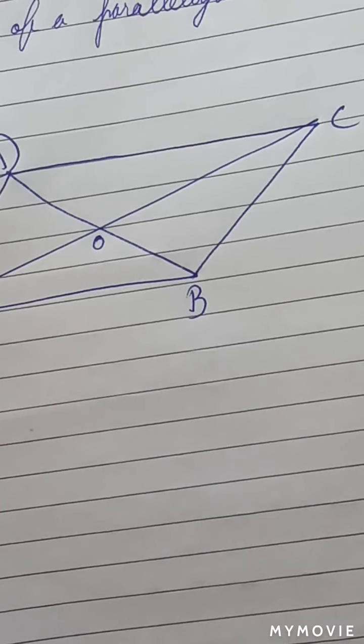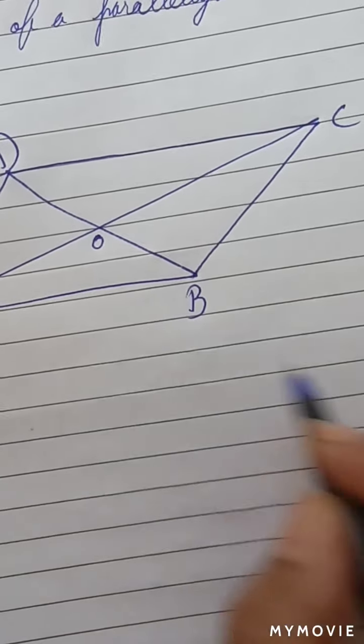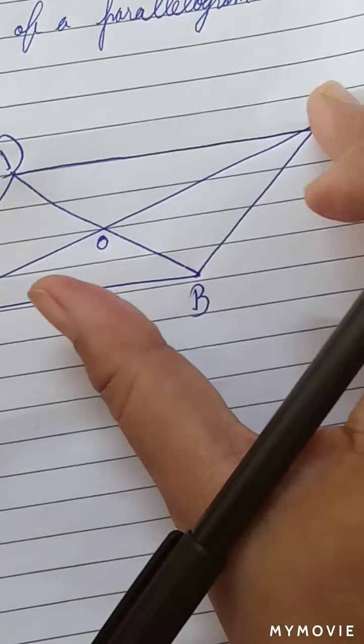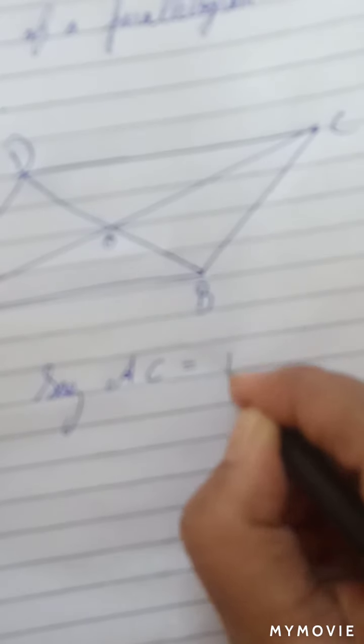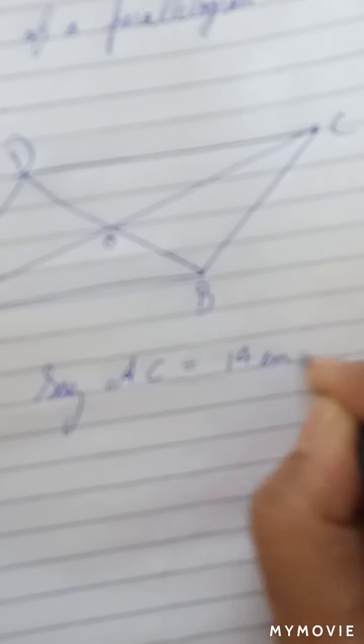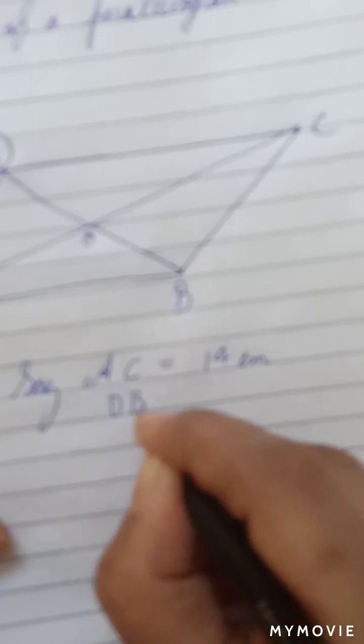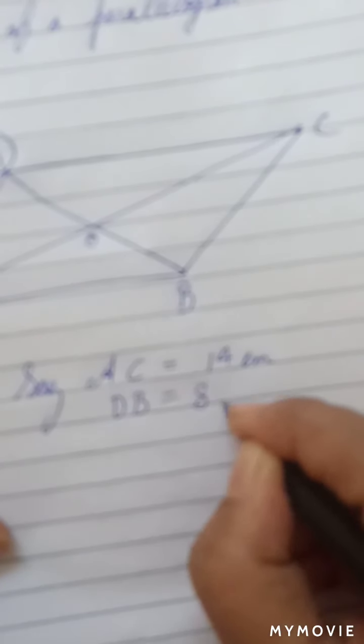Now what exactly do we want to prove? We want to prove that AC has a certain length, DB has a certain length. Say AC is equal to 14 centimeter and DB is equal to 8 centimeter.